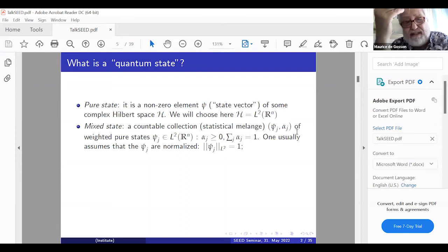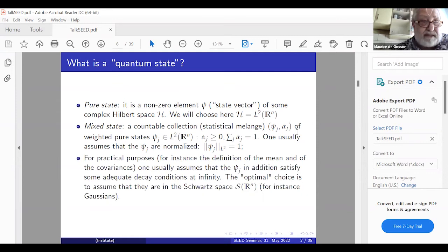Whereas one usually assumes that the psi j are normalized, that is, that the L2 norm is equal to one, this is only a technical requirement, of course, because you can always normalize to one any element in a Hilbert space. For practical purposes, for instance for the definition of the mean, that is the average, and of the covariances, one usually assumes that the psi j, in addition, satisfy some adequate decay conditions at infinity because we want to integrate. The optimal choice is to assume that each psi j is in the Schwartz space S(R^n), the space of test functions, of rapidly decreasing functions at infinity.